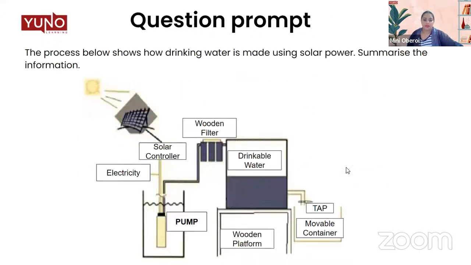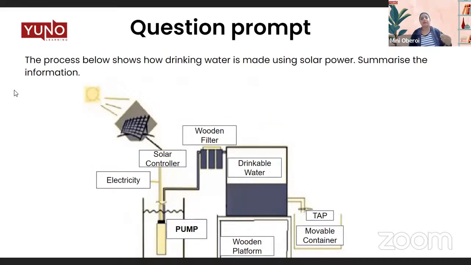Let's have a look at the question. Now here, the question is depicting a step-by-step process. The process below shows how drinking water is made using solar power. Summarize the information. Of course, it will also have an instruction that you have to write a report of 150 words, a standard one that is given. Now, how do we know that this is using solar power? This is already given in the question.